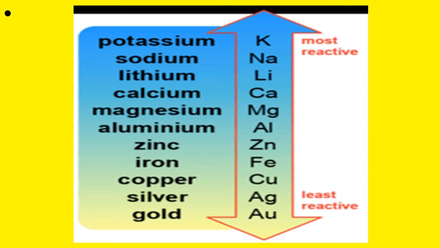Here is the reactivity series of certain metals. At the top we can see potassium, then sodium, lithium, calcium, magnesium, aluminium, zinc, iron, copper, silver, and the last one is gold. Here it is marked as most reactive. So which is the most reactive metal? Potassium. And when we move downward, we can see that the reactivity decreases, and at last it is gold. So gold is the least reactive metal.